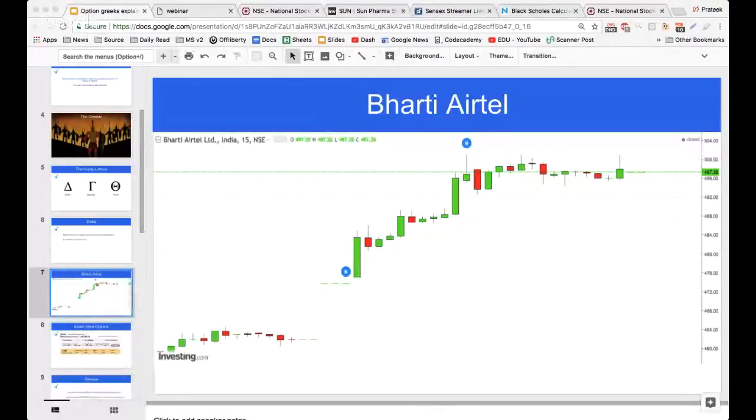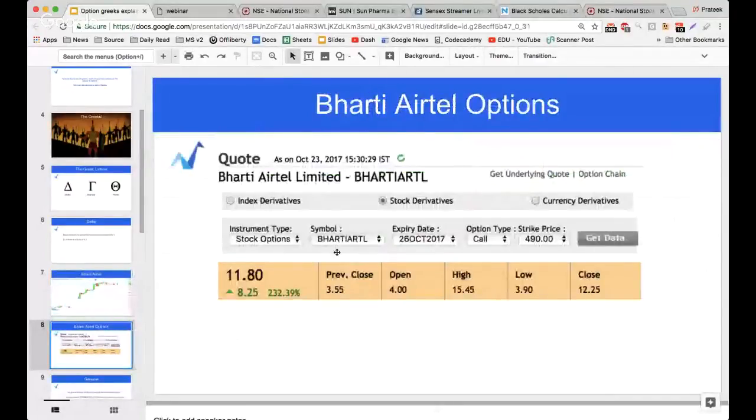Rajesh, Theta. Yes, Delta changes every day, Rajesh. Delta will change every day. It's a good rally. So exactly. Bharti Airtel moved a lot and the options moved even better. This is it. The options moved 232% in a single day.